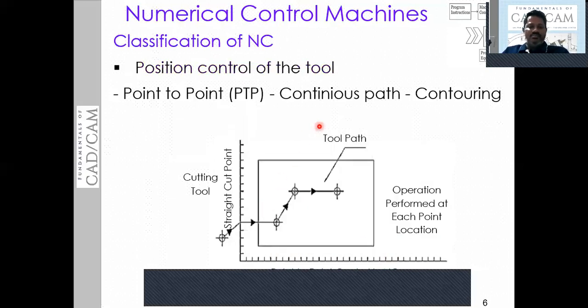And the example for the previous one is the drilling machine, press drilling machine. Once the tool reaches the desired location, we will perform the drilling operation. So the press drilling operation is an example for point to point control system.